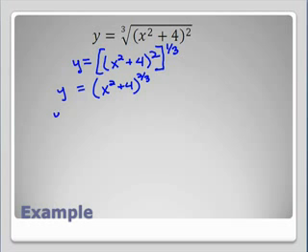So to get the derivative then, we bring the exponent out to the front. The x squared plus 4 is to 1 less power. And then we do the derivative of the inside function.